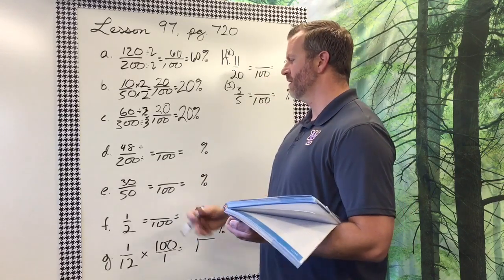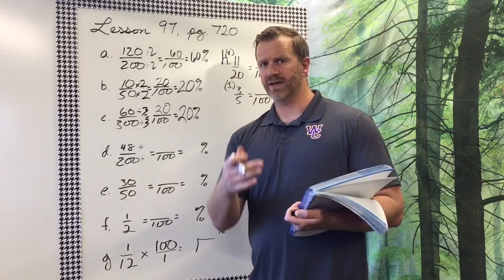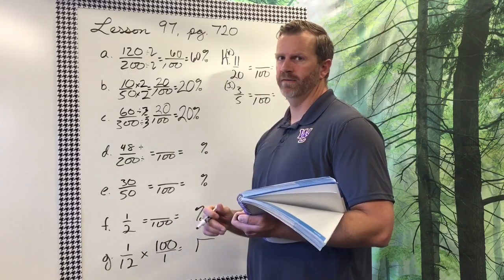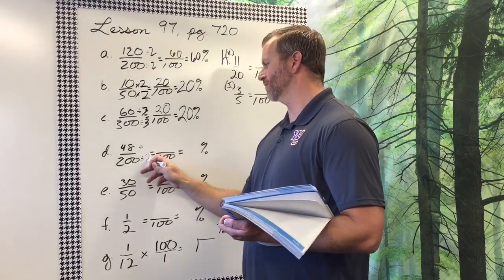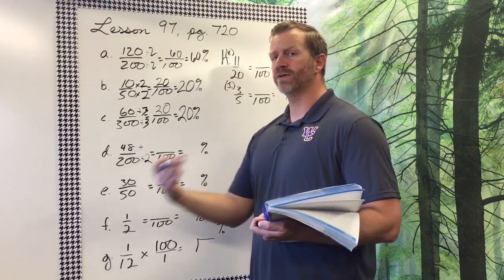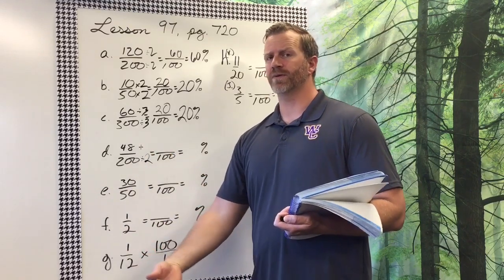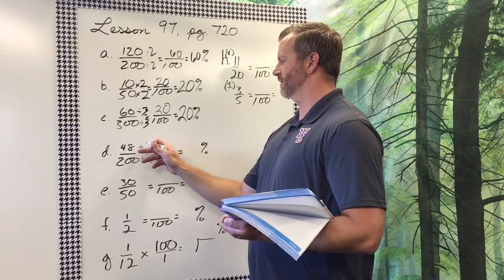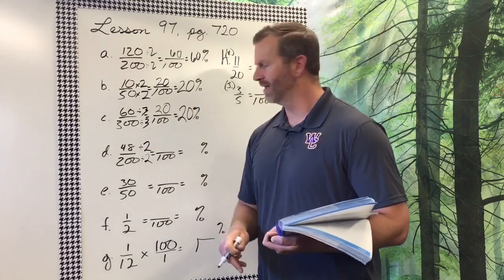Allie, help me out here. So if I'm going to divide, what am I going to divide 200 by to get 100? There you go, 2. And so if we divide by 2 on the bottom, what do we got to do on the top? Yep, got to divide by 2 again. Awesome.